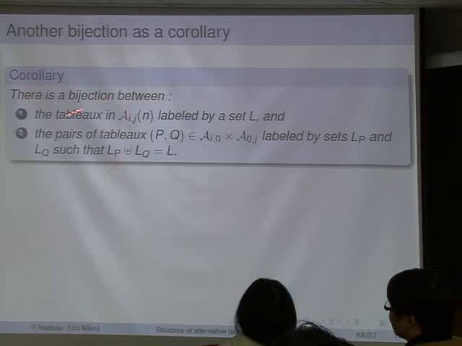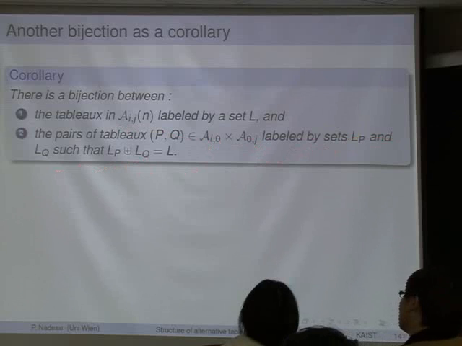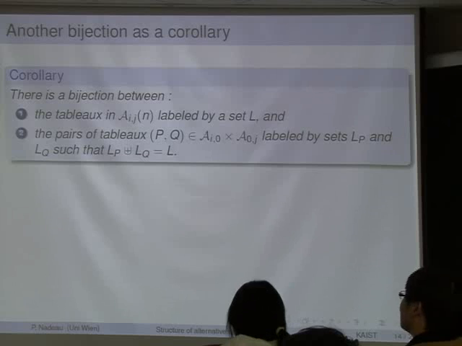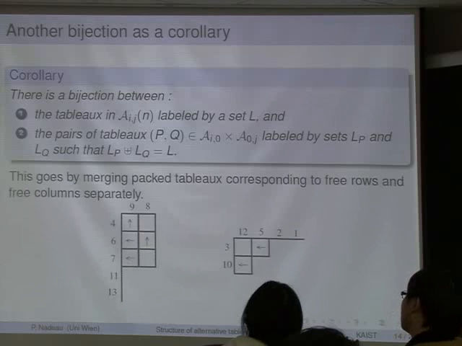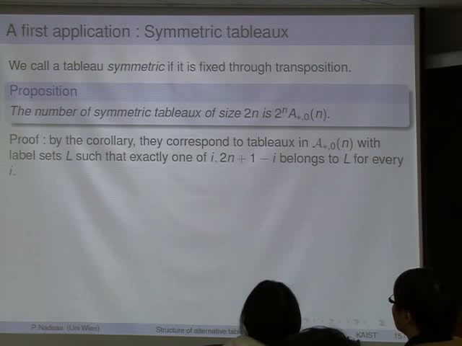In fact, there's another bijection between the same set of tableaux, and now the pairs of tableaux, one of them has no free column and the other one has no free rows, and I corresponds to the I here, such that the two sets form a partition of the original set L. Okay, it's just instead of splitting everyone, you keep together the tableau. You merge together the tableau in A10 and the tableau in A01. So this gives this in the previous case, just merging the two parts. Okay, I will hurry a bit.